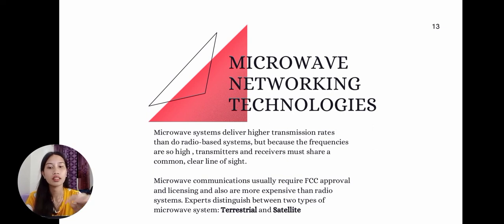So, microwave networking technologies. Microwave systems deliver higher transmission rates than the radio-based system, but because the frequencies are so high, transmitters and receivers must share a common, clear line of sight. Microwave communications usually require FCC approval and licensing and also are more expensive than radio systems. Experts distinguish between two types of microwave systems, the terrestrial and the satellite.